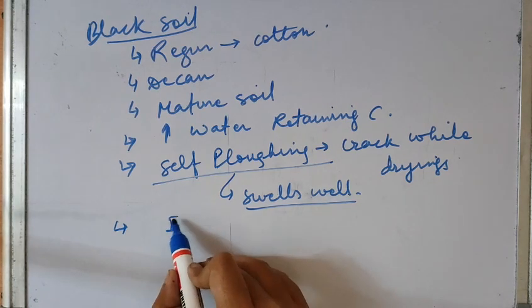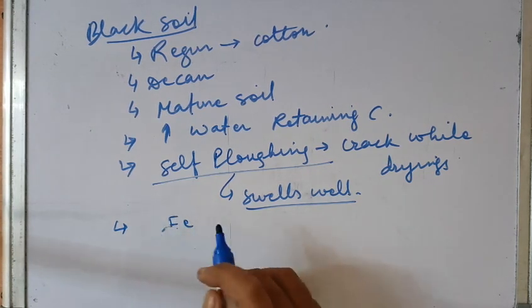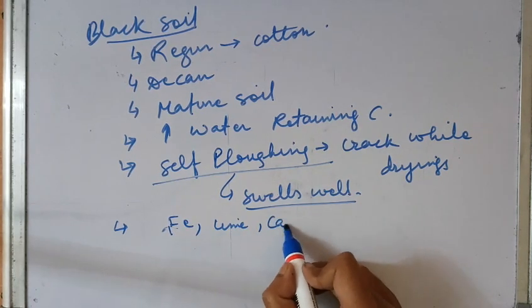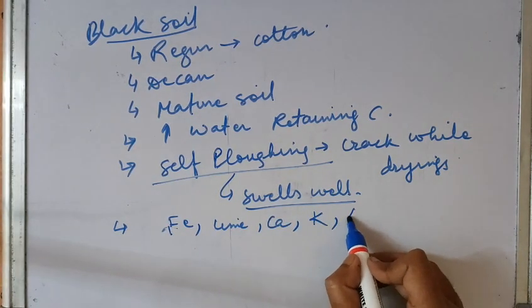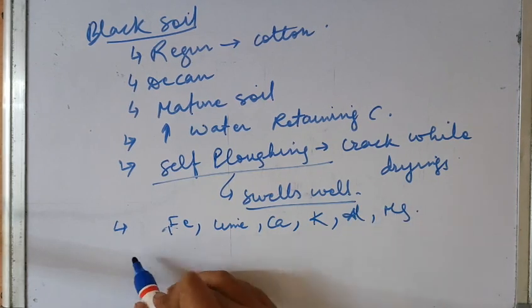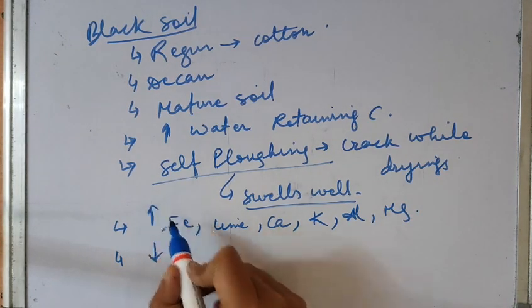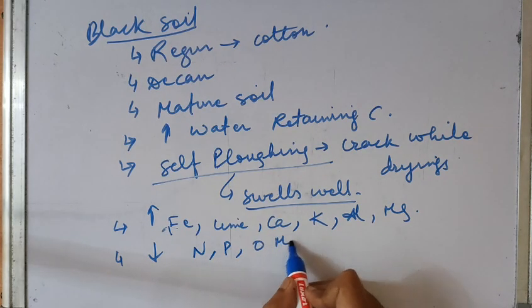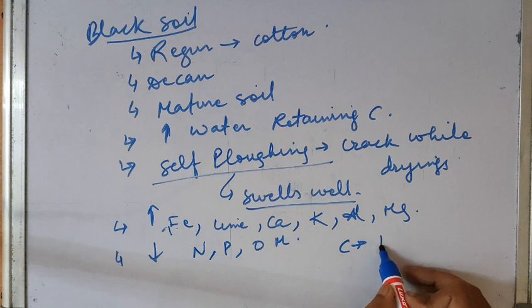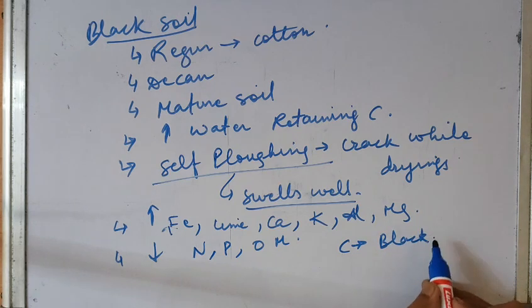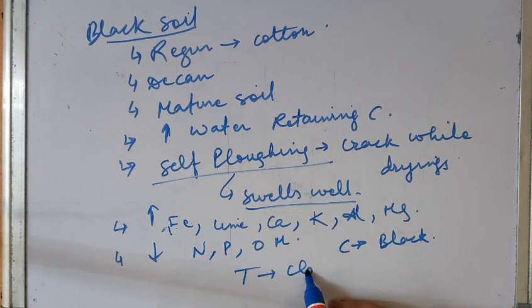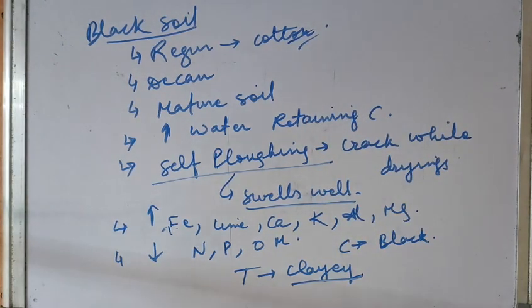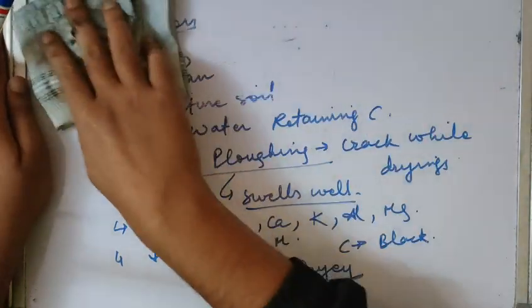It is rich in iron, lime, calcium, potassium, aluminum, magnesium, but it is deficient in nitrogen, phosphorus, and organic matter. Its color, as the name suggests, is black. Texture is clay. I've said the best crop that suits here is cotton. Now moving on to laterite soil.